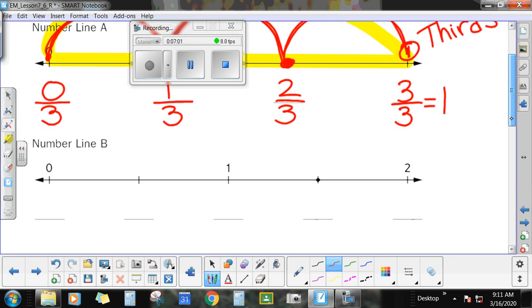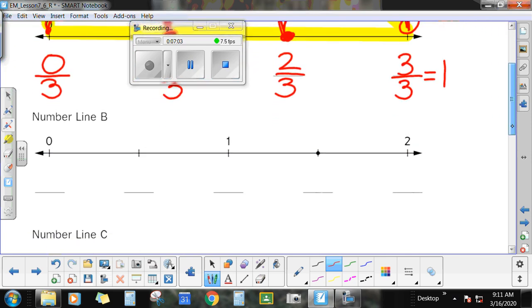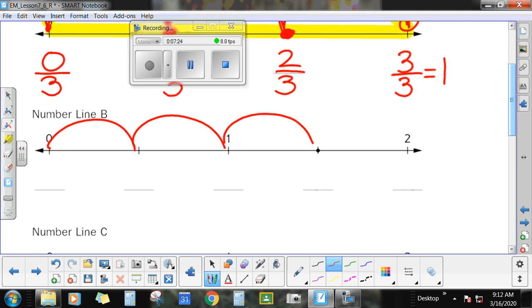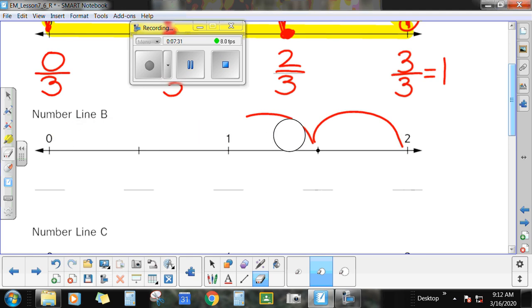Okay? Now let's look at number line B. This is where sometimes you might get a little bit tripped up. Okay? Take a look at it. How do you think this number line is divided? I'll give you a second to look at it and to count the spaces. Now, how many of you thought that it was divided into fourths? Because you saw 1, 2, 3, 4 sections. Okay? If you thought it was divided into fourths, don't feel bad. Everybody always makes that mistake the first time we start really looking at number lines.